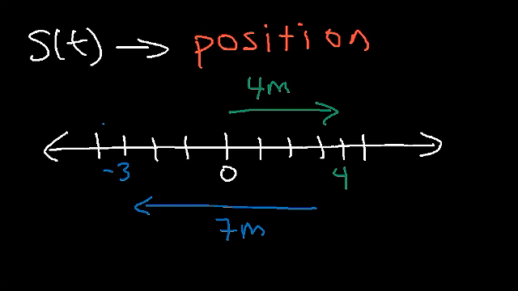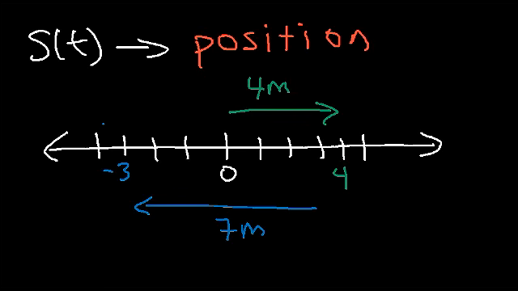Now sometimes you might get a question like, what is the total distance that the object travels? The total distance is simply the sum of the two numbers. It's 4 plus 7, which is 11. Distance is scalar. Direction does not apply for distance, so distance is always positive.